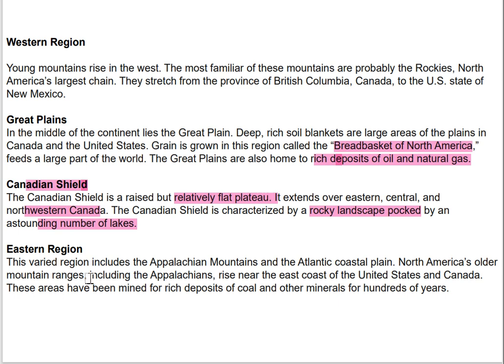Eastern regions. This varied region includes the Appalachian Mountains and the Atlantic coastal plains. North America's older mountain ranges, including the Appalachians, rise near the east coast of the United States and Canada. This area has been mined for rich deposits of coal and other minerals for 100 years. Okay, so here it is saying the Appalachian mountain ranges are there, and they have a rich deposit of minerals, coal, and other natural resources.